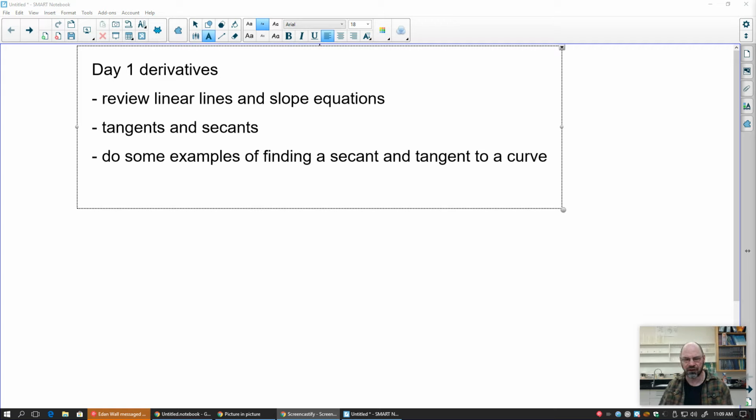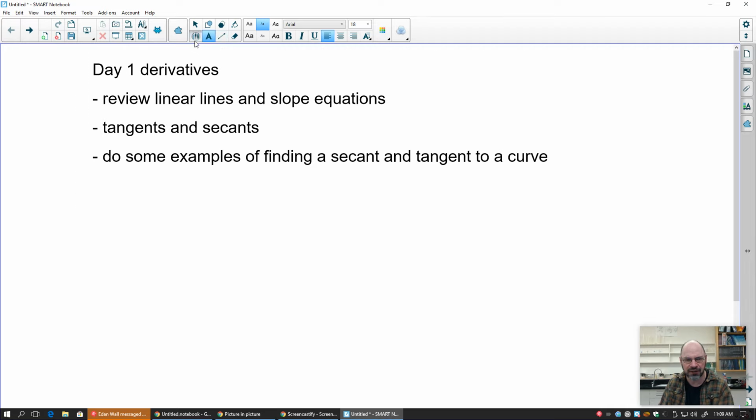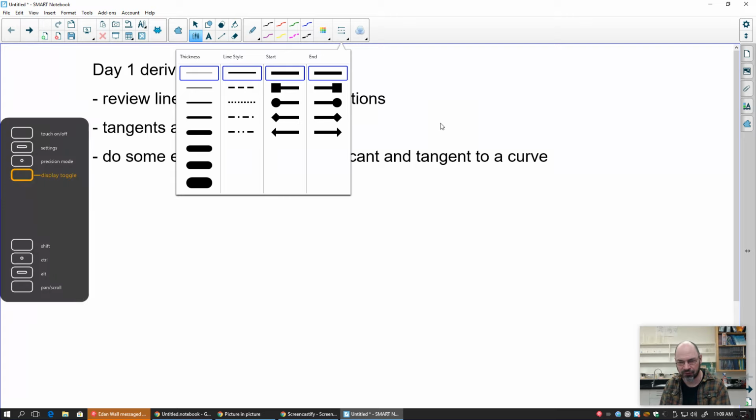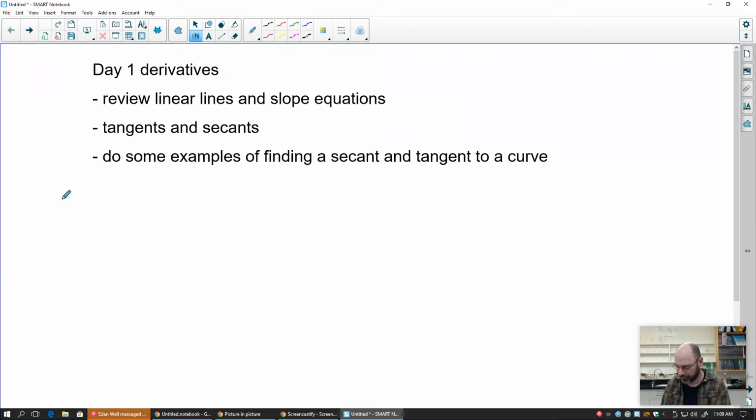So let's start off with reviewing a couple of things. Let me get to my marker here, and let's get this set up so that it's right centered here. Here we are.